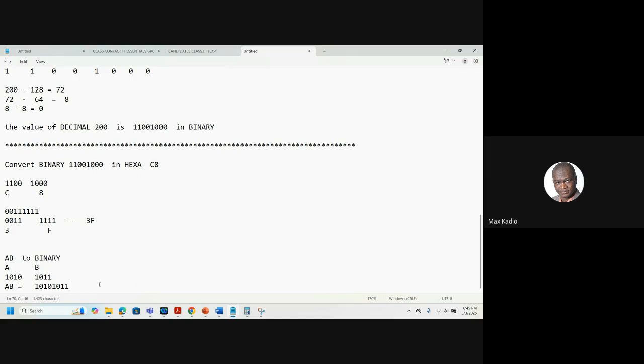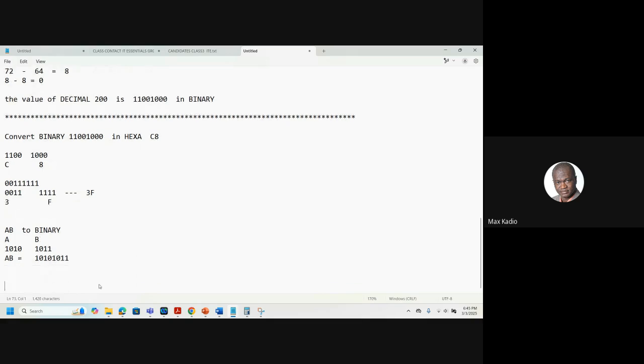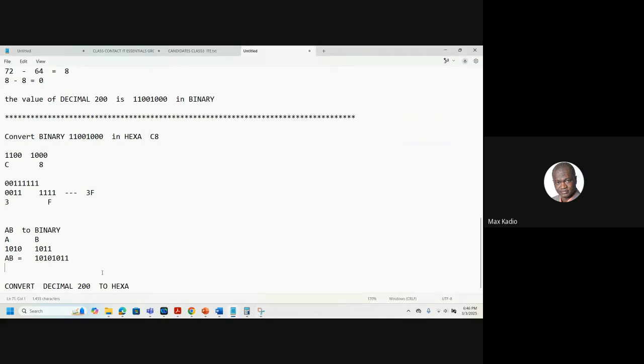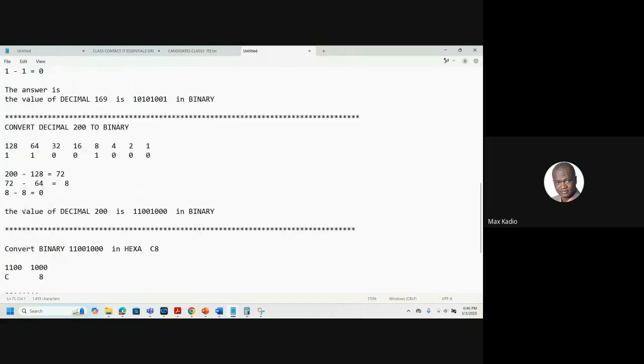Now, if I ask you to convert decimal 200 to hexadecimal, you see, you have decimal here, you have hexadecimal. You must always go through the binary. Always. So we did it on top here, the value of decimal 200 in binary.